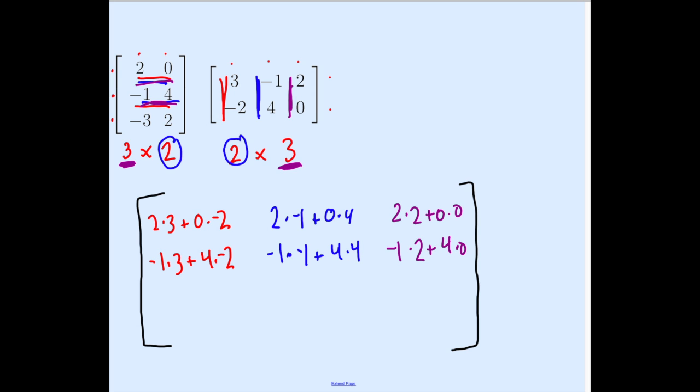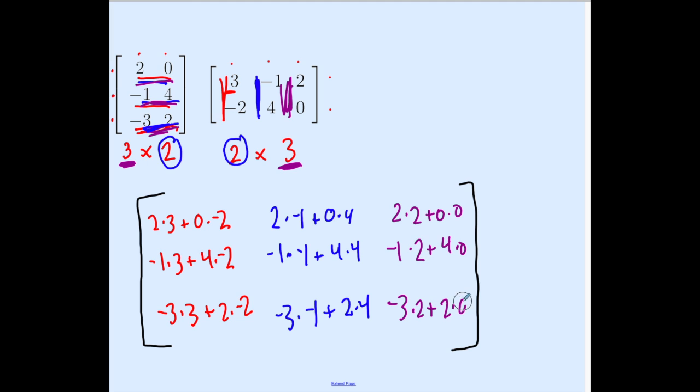It's right here. Do my last row now. -3 times 3 up here plus 2 times -2. I have this times that. -3 times -1 plus 2 times 4. Lastly, I'll have this times that. -3 times 2 plus 2 times 0. And so this is going to give us our new matrix. Like I said, it should be a 3 by 3.